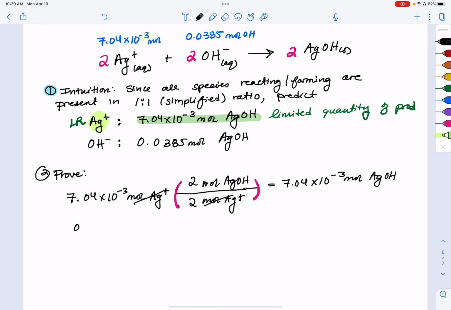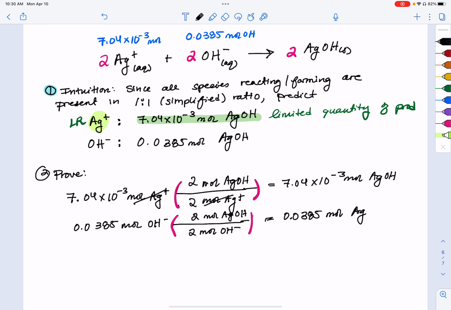And let's again prove it with our work. For the hydroxide reactant, so based on my recipe, if I were to take my pantry amount of 0.0385 moles of hydroxide, my recipe says that for every 2 moles of hydroxide reacted, I generate 2 moles of silver hydroxide product. So again, multiplying by 1 effectively, 0.0385 moles of AgOH.